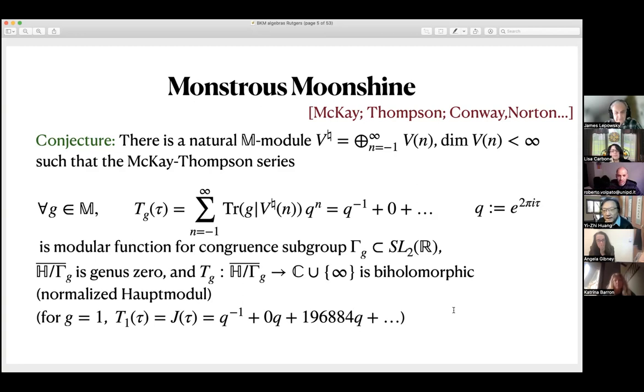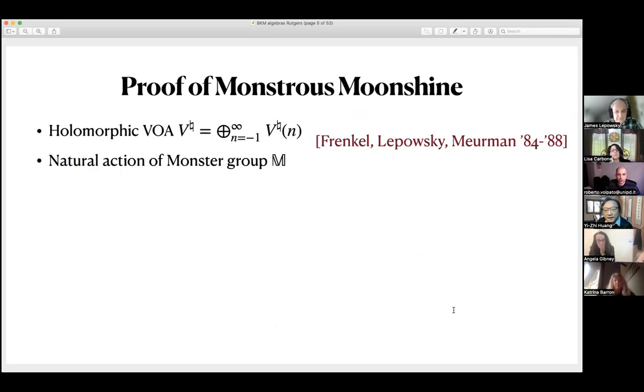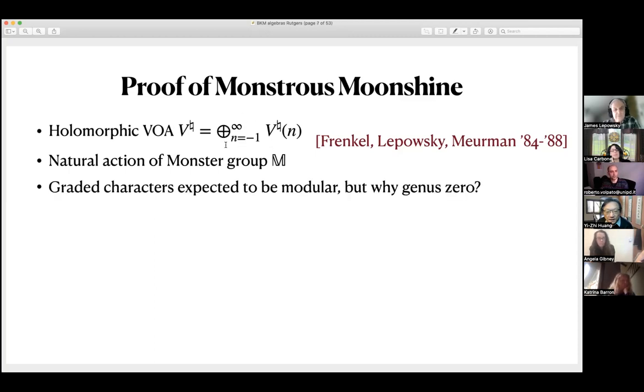Okay. So the first key step in the proof of monstrous moonshine was to build a good monster module with a natural action of the monster group. And it turned out that this was a vertex operator algebra, a holomorphic vertex operator algebra. By holomorphic, I mean that it has a unique irreducible module, which is itself. And the monster group acts by vertex algebra automorphisms. So you can build graded characters for all the elements of the monster from this module.